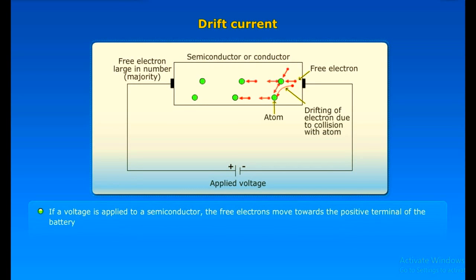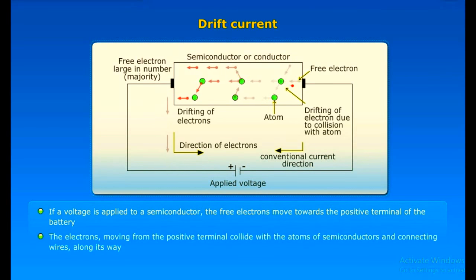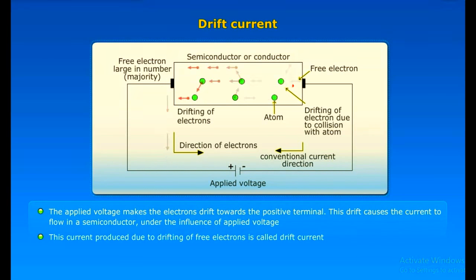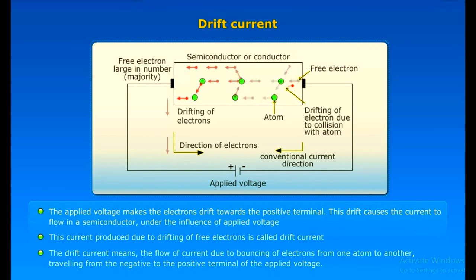Drift current. If a voltage is applied to a semiconductor, the free electrons move towards the positive terminal of the battery. The electrons moving from the negative terminal collide with the atoms of the semiconductor and connecting wires along the way. Each time an electron strikes an atom, it rebounds in a random direction. The applied voltage makes the electrons drift towards the positive terminal. This drift causes current to flow in a semiconductor under the influence of applied voltage. This current produced due to drifting of free electrons is called drift current. The drift current means the flow of current due to bouncing of electrons from one atom to another, traveling from the negative to the positive terminal of the applied voltage.